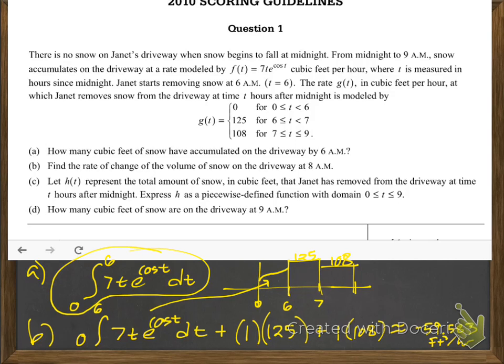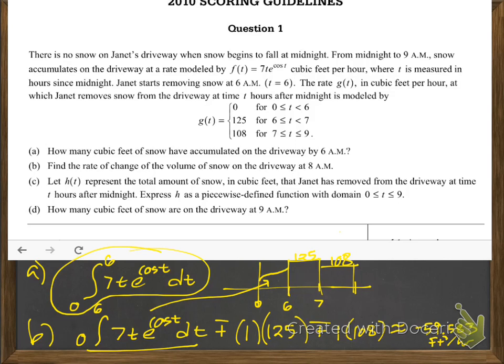Then the next piece is in part B, find the rate of change of volume of snow in the driveway at 8 a.m. Since we're dealing with rates of change and these particular functions, there's an accumulation element, which is the integral here. Oops, I think we have an error here. There's supposed to be minuses in here. Just read this as minus.